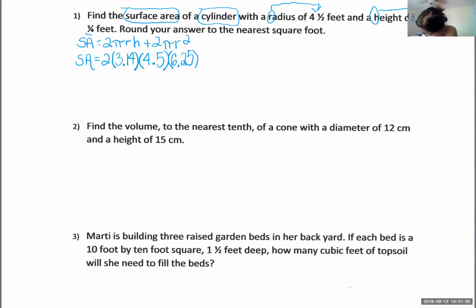Yes. Okay, brilliant. Now to that, I'm supposed to add 2. So I'll go plus 2 times pi again. I'll use an approximation for pi, 3.14. And my radius, again, was 4.5. And that is supposed to be squared. And now we will just simplify.